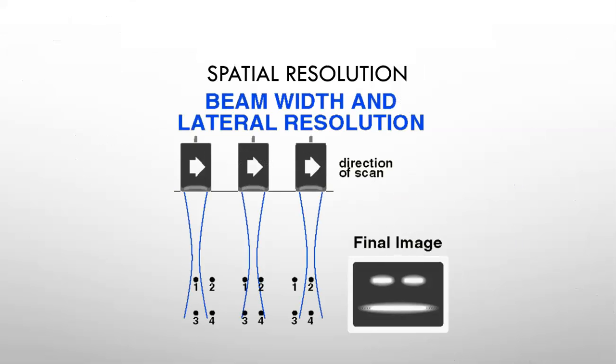With the lateral resolution, beam width and lateral resolution artifacts, again, if we have objects that are equally spaced apart and the beam width is not the same at both locations, we'll end up with a final image where dots 3 and 4 are blended together as one band and dots 1 and 2 are separated. So we have enough spatial resolution to separate dots 1 and 2, but not 3 and 4 in this example.